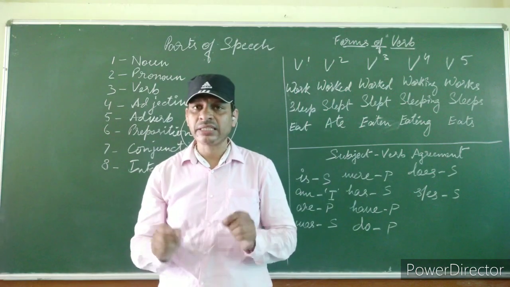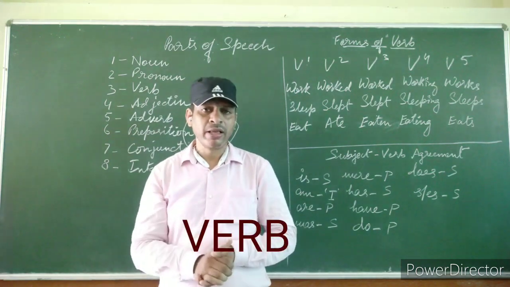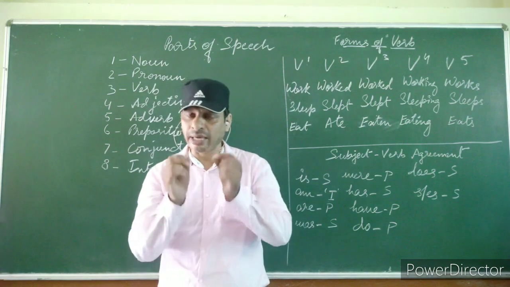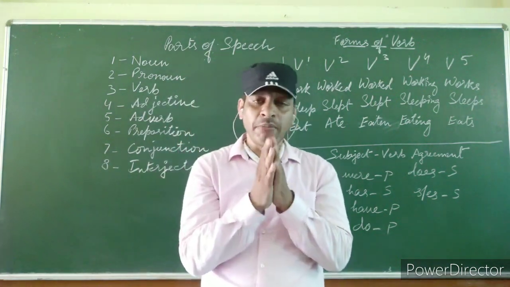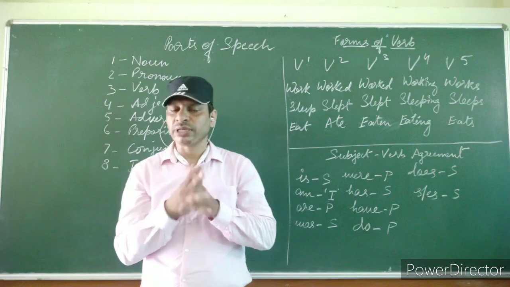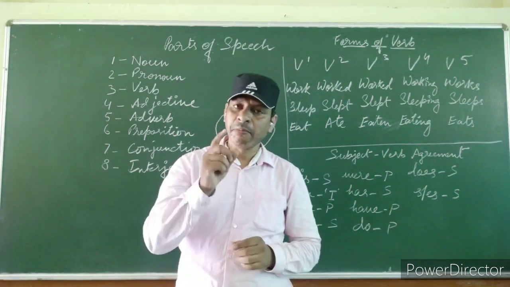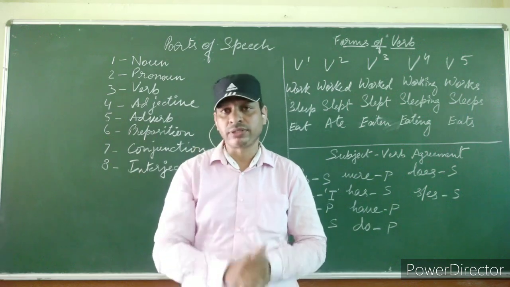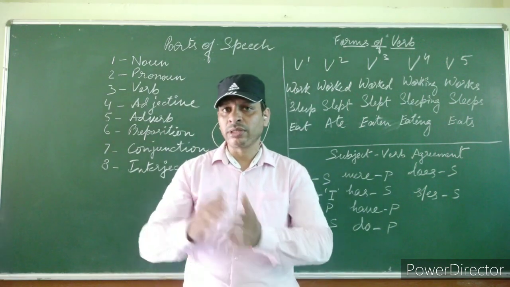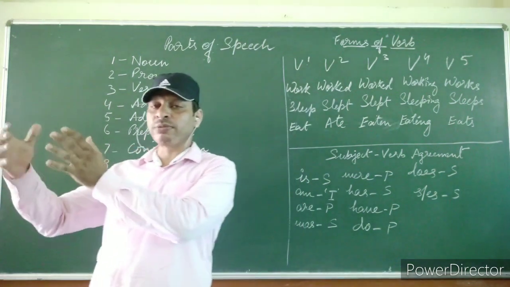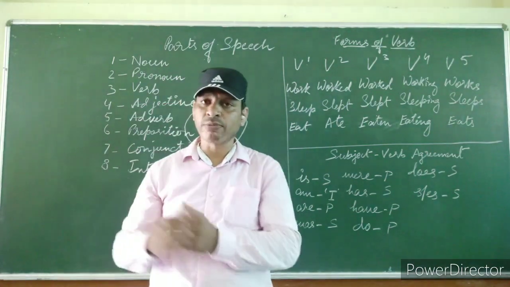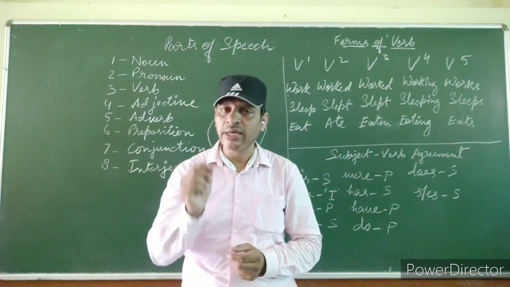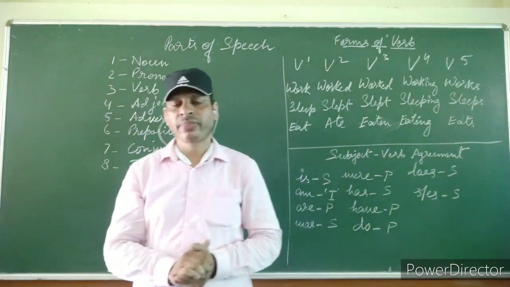Now let's discuss verb in detail. As we have already seen, a verb is an action word. Basically, two types of verbs are there. Main verbs or action verbs, or the other group is the helping verbs. Basically, the two main types of verbs are regular verbs and irregular verbs.